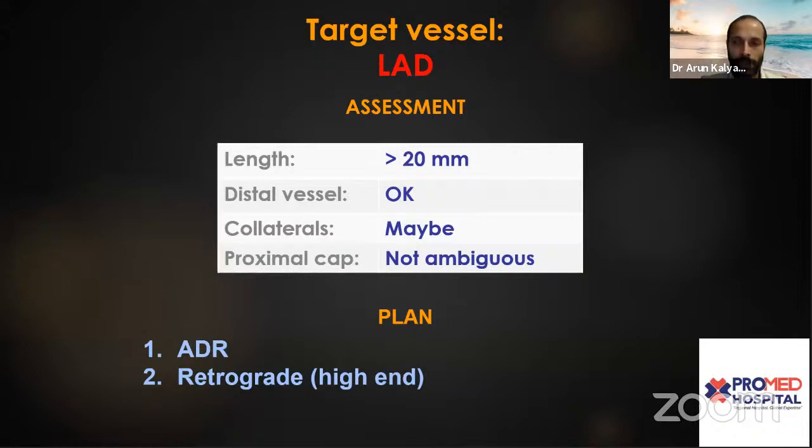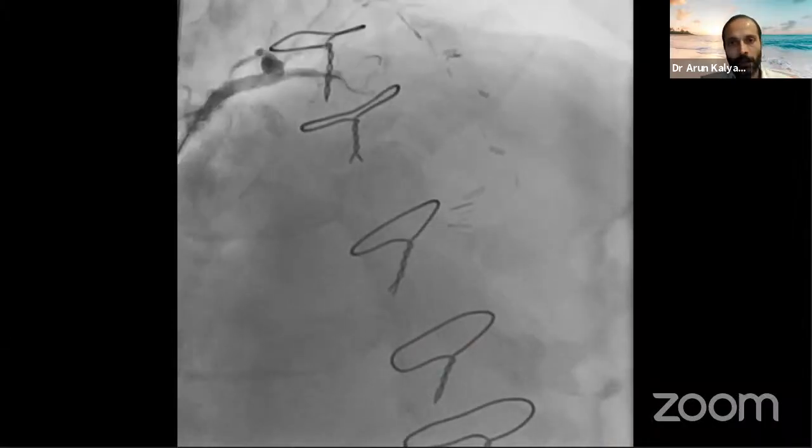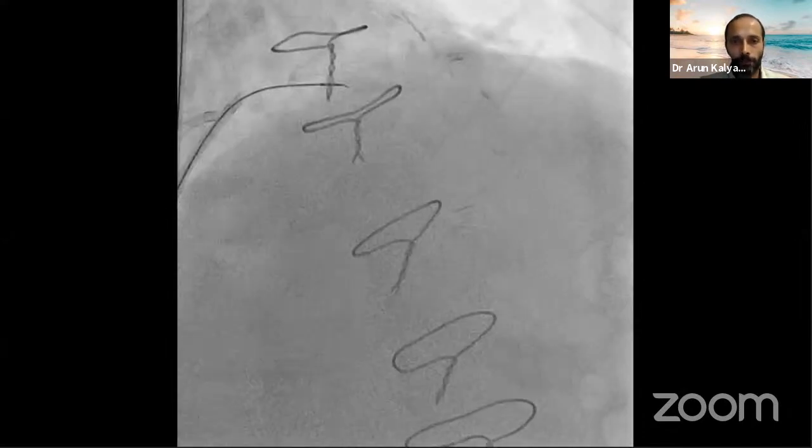So my initial plan again was, maybe I shouldn't try wiring this. I'm going to go ADR. If it doesn't work, there was one high-end collateral through the graft into the circ territory and then through an epicardial into the distal LAD. So that was kind of the plan. So I started off, here I am, you can see the microcatheter, and wiring just didn't work.